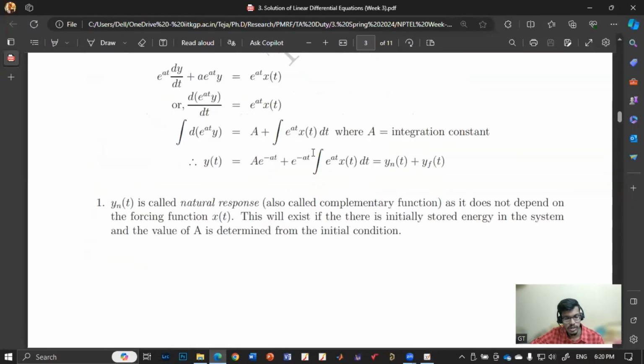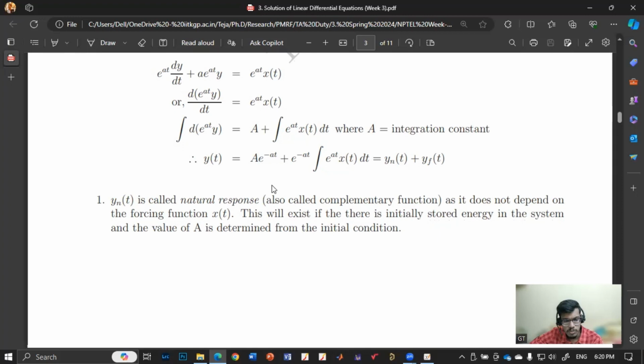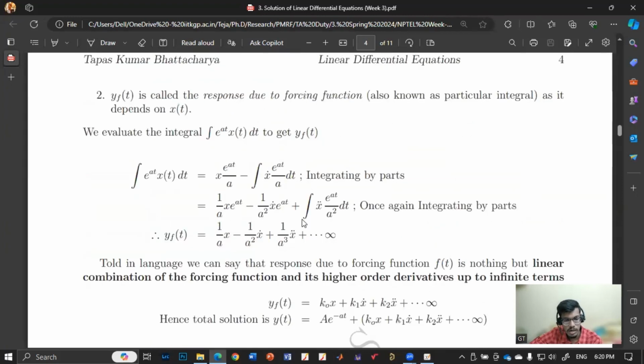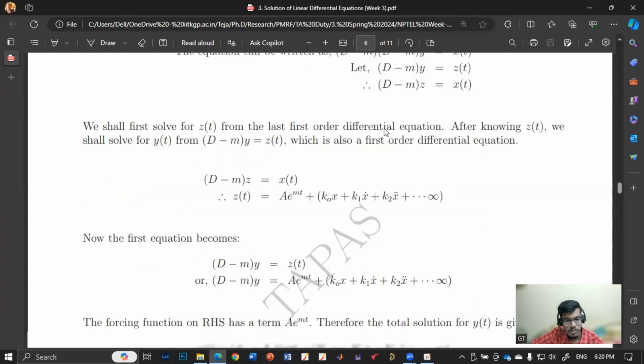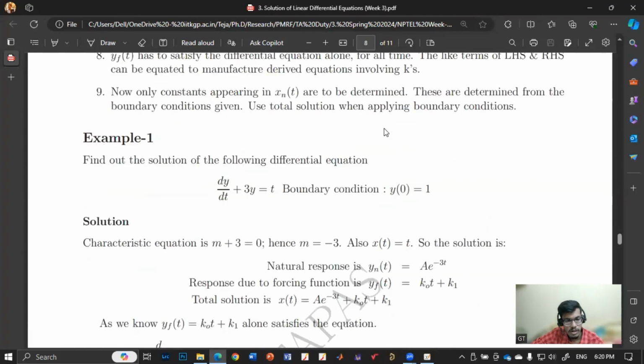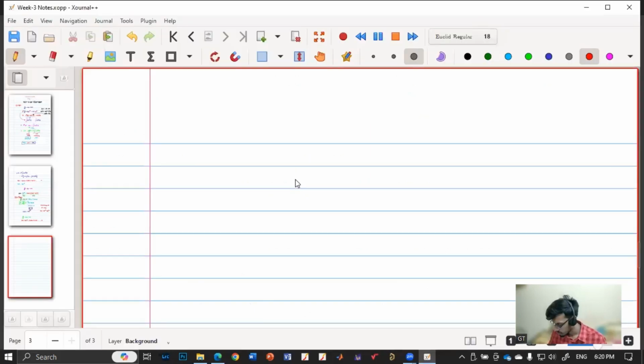So this is also written the same thing. So it has a natural response and then forced response, and after integrating by parts you will get a function of x and derivative of x, and then the total solution will be like this. Okay, so let me quickly consider one problem that they have given. So let us consider this problem: dy by dt plus 3y is equals to t, and boundary condition is y of 0 equals to 1.